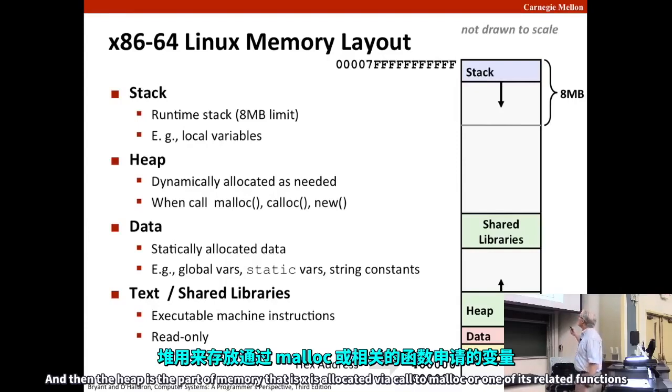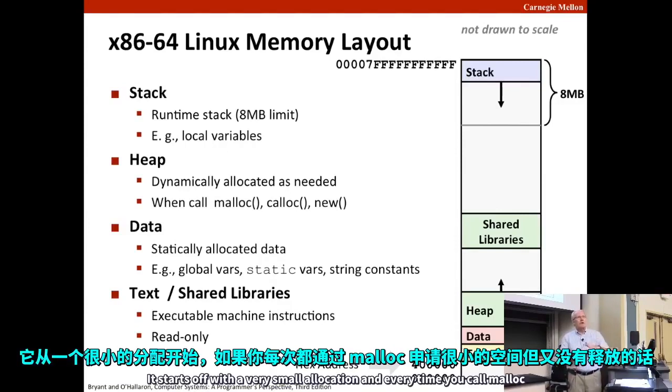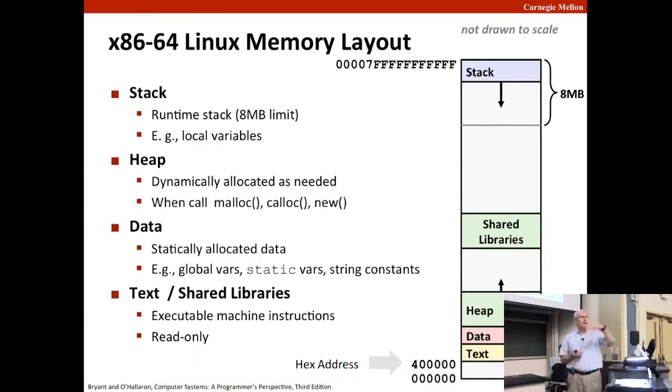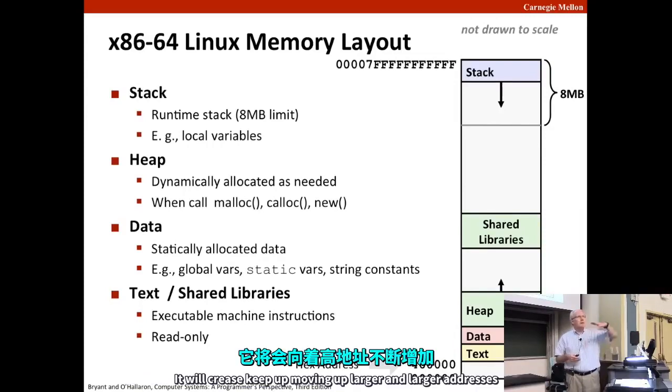And then the heap is the part of memory that is allocated via a call to malloc, or one of its related functions. And so that varies dynamically. As the program runs, it starts off with a very small allocation, and every time you call malloc, if you're not freeing memory, and so your memory requirements keep growing, it'll keep moving up to larger and larger addresses.